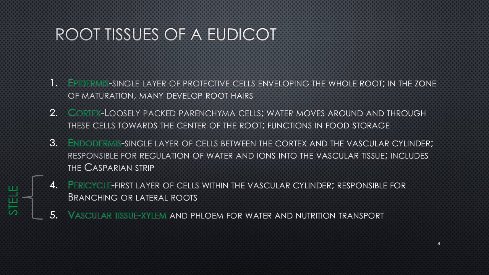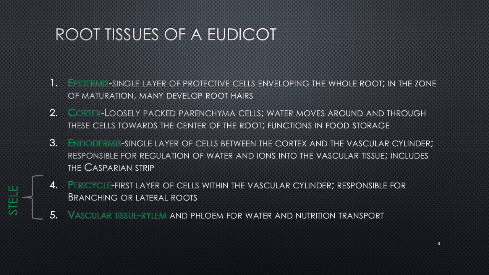Okay, so our root tissues in a eudicot, we're going to start there. And some of this will look familiar, so I'm going to go ahead and just give you the terminology here, and then we'll look at what it looks like on the next slide. So we have the epidermis. We've talked about that quite a bit. It's that single protective layer on the outside. It's also where you start to have specialization into root hairs.